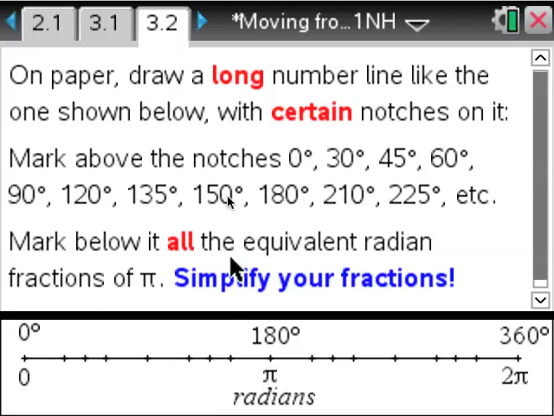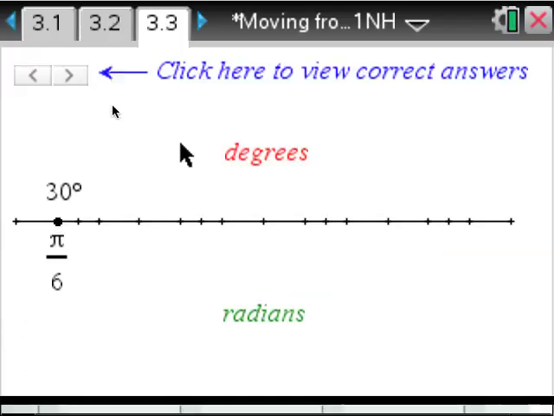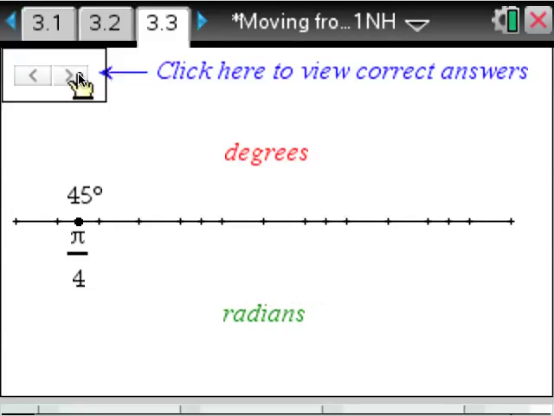There's a number line, they need to put all the notches on it, and they have to basically put degrees above it and radians down below it. When they think they've got that correct, they can go to the next page and check their answers, and as they scan along the diagram, they can start to see one at a time whether they were correct with their labeling of each of the points and the corresponding degrees to radians.